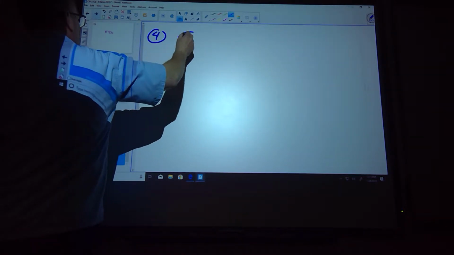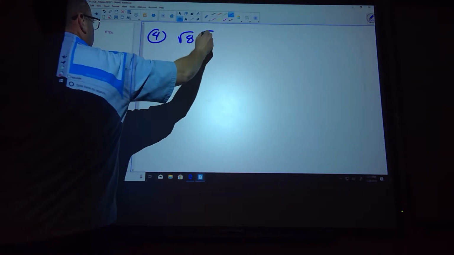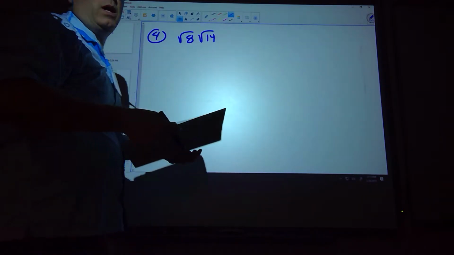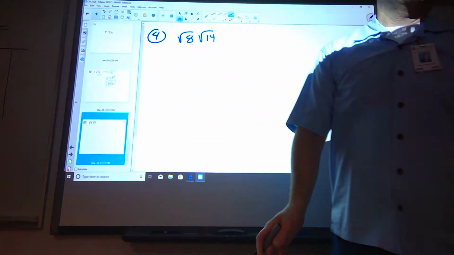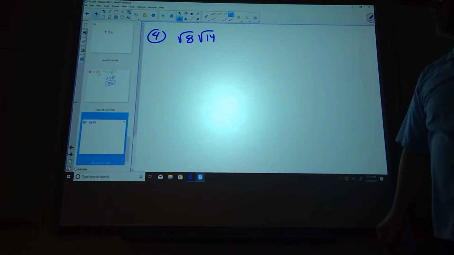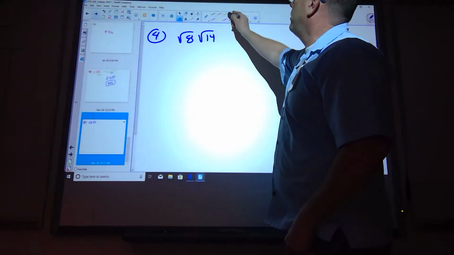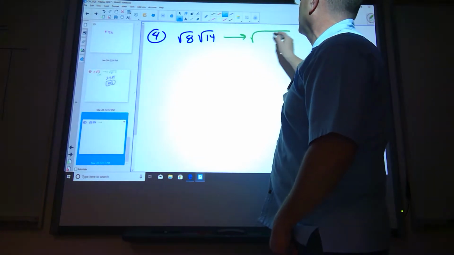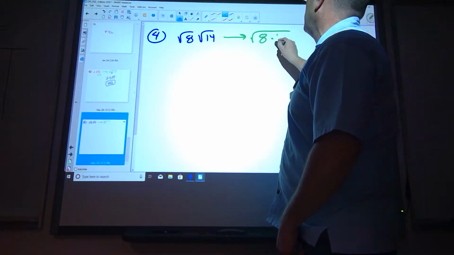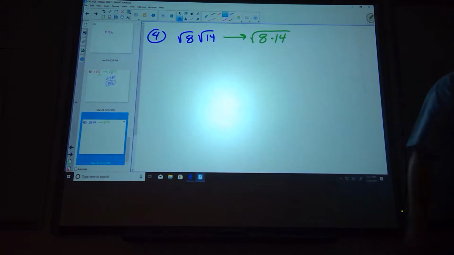Number 4. Root 8 and root 14. Okay? So we can multiply inside, inside together. Does that seem okay? But I don't know if I want to multiply 8 times 14. I think I could maybe put this back underneath the square root because it says I can multiply inside to inside. But I'm not really going to multiply them. I'm just going to write that. Is that okay so far?